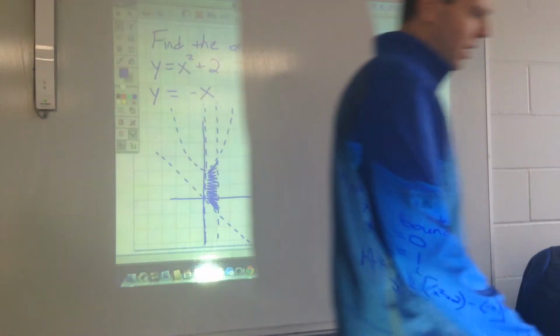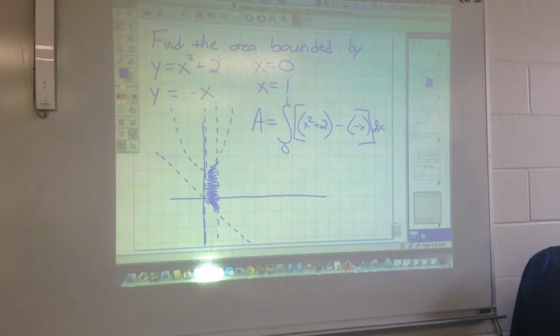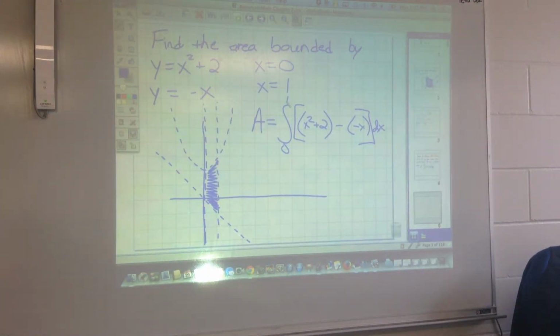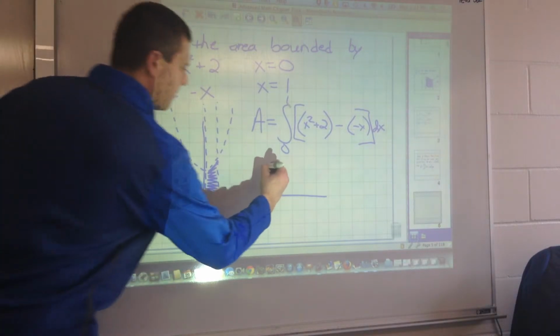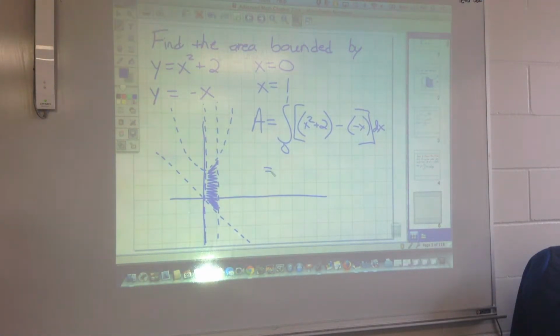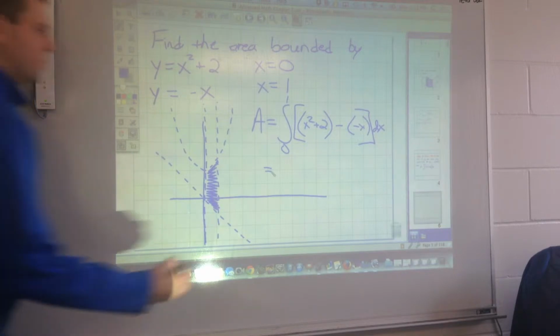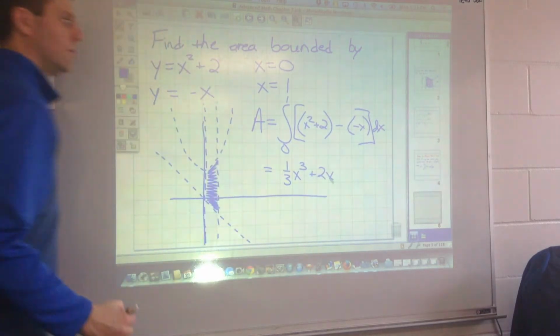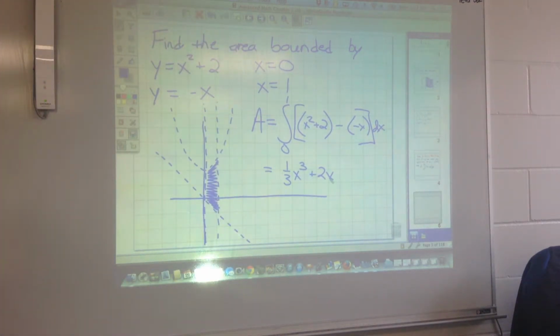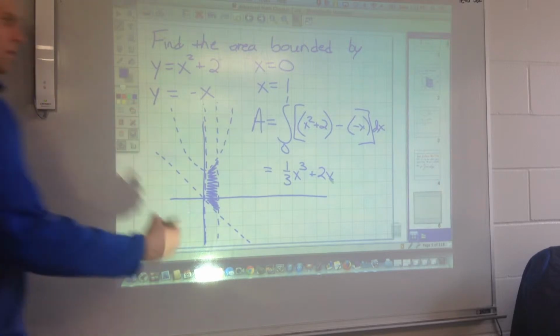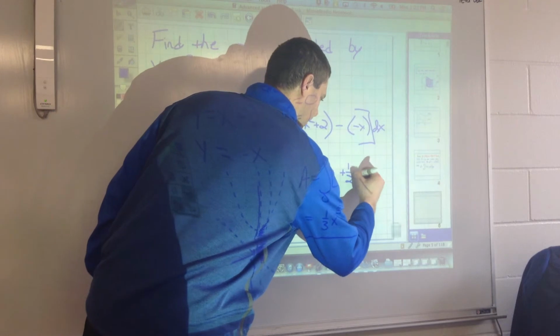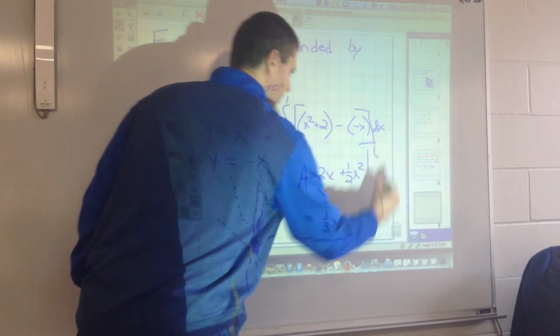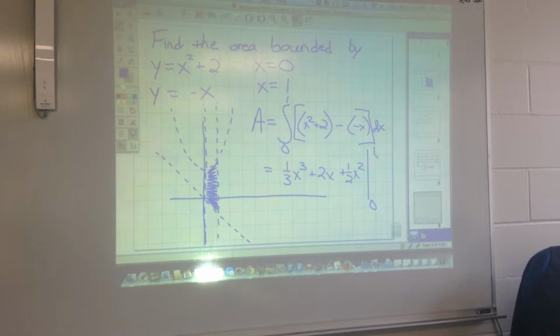So any questions on that setup there? No questions. Okay? So let's do the antiderivative. 1/3 x cubed plus 2x, minus, that'll be plus 1/2 x squared, that's really plus x, so plus 1/2 x squared from 0 to 1.